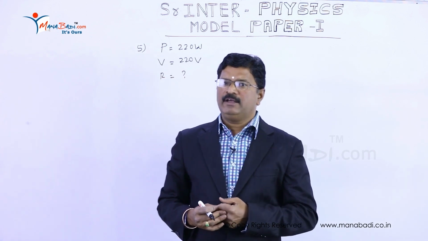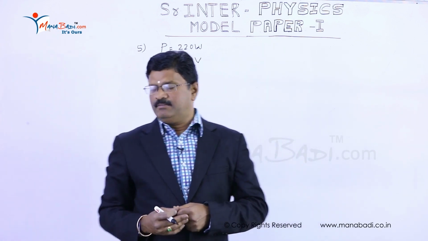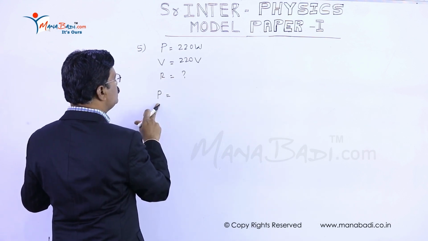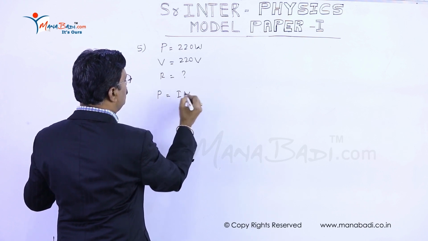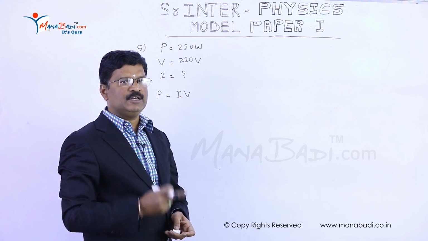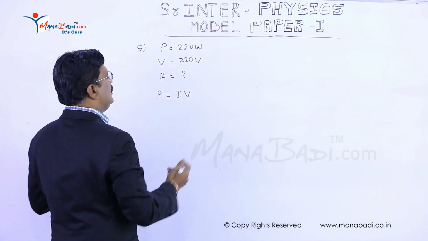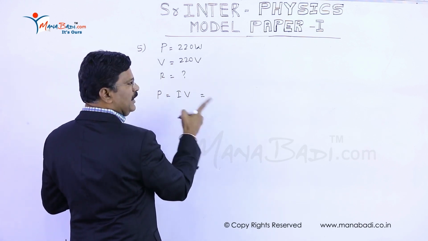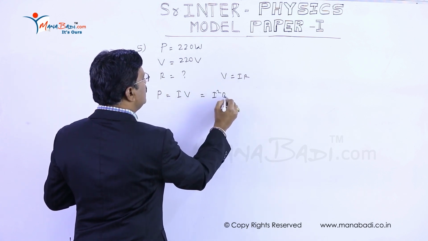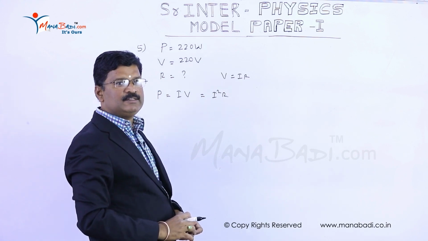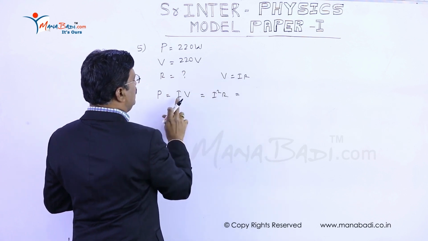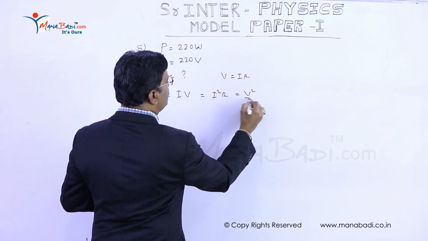These three quantities are related for a given bulb. The electrical power consumed by an instrument is given by the formula current into voltage, P = IV, where I is the current and V is the potential difference. From Ohm's law we know V = IR. Since V = IR, I into I becomes I square R. So power is I square R. Next, if I is replaced by V by R, we get V square by R.